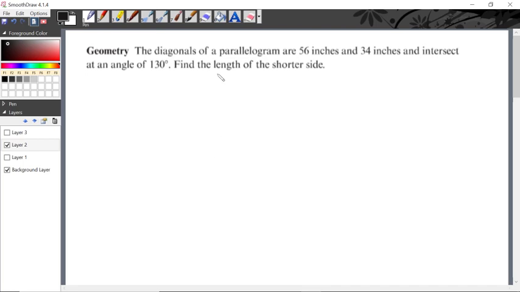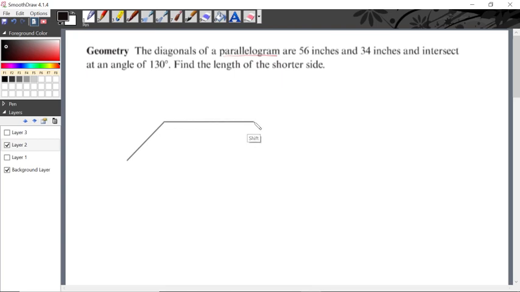The first one's here. The diagonals of a parallelogram are 56 inches and 34 inches, and they intersect at an angle of 130 degrees. Find the length of the shorter side. First, what is a parallelogram? A quick Google search could tell us what a parallelogram is if we forgot, or you can look in your textbook as well, or any geometry book.